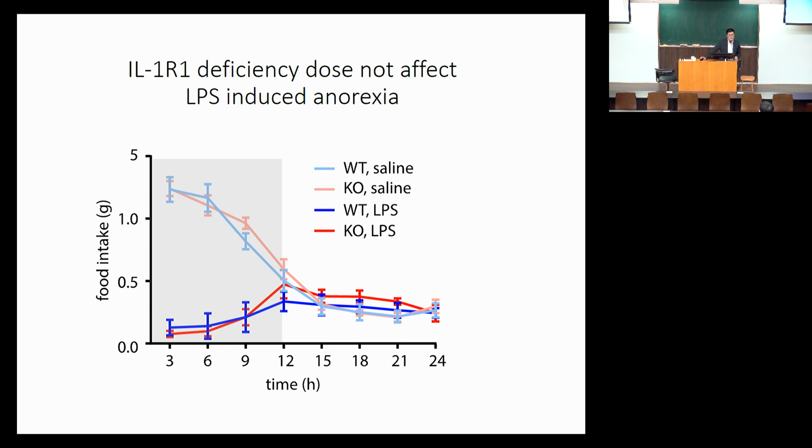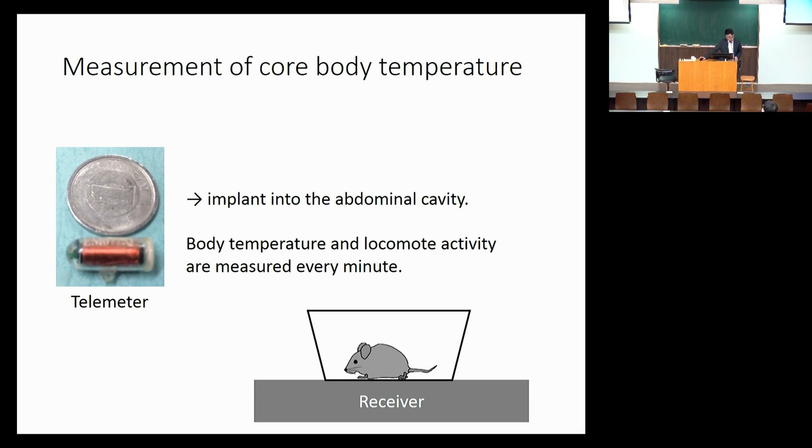So for now I checked hormone level and anorexia, food intake level, and there are no differences between wild type and knockout. So how about fever? For measuring body temperature, I use this system. This is a transponder, the telemeter.